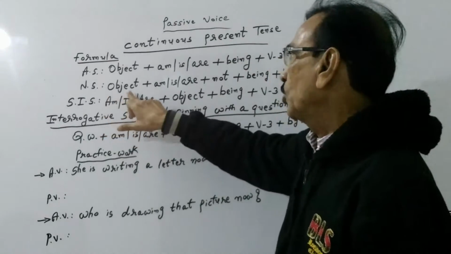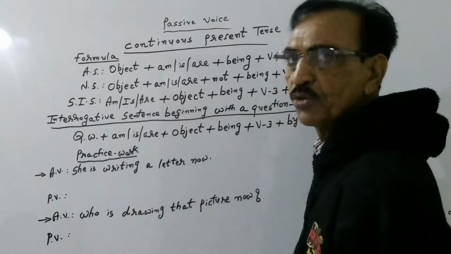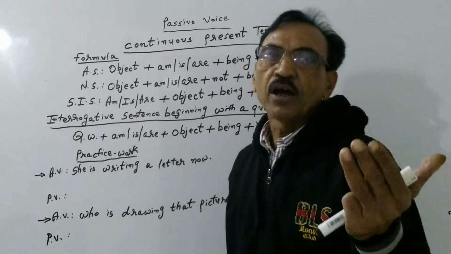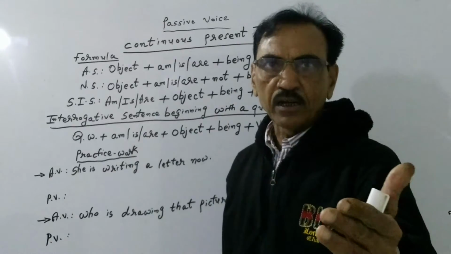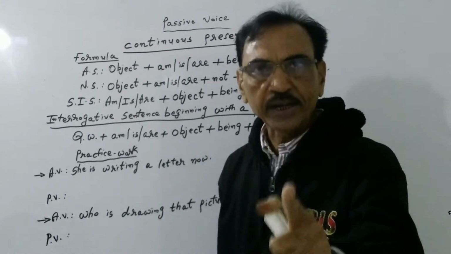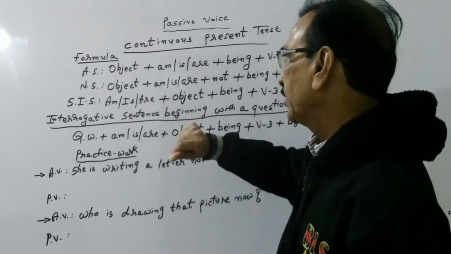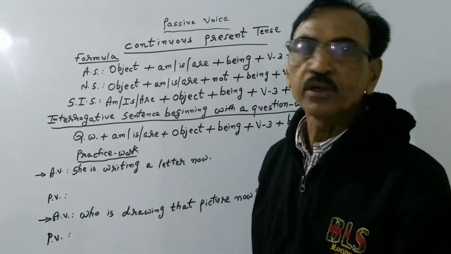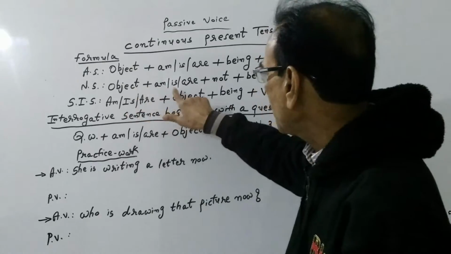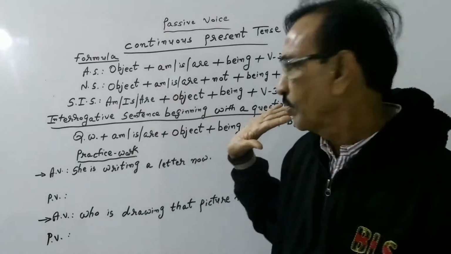Now if it is negative, the formula is: object plus am/is/are plus not plus being plus V3 plus by. This is the formula for you, friends. They are not playing cricket at this moment. This is present continuous tense, negative sentence. So what are they not playing at present? Cricket. Cricket is an object in this sentence. So, cricket is not being played by them at present.